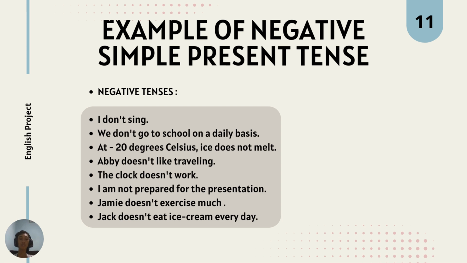Example of negative simple present tense. Negative tenses. I don't sing. We don't go to school on a daily basis. At 20 degrees Celsius, ice does not melt. Abby doesn't like traveling. The clock doesn't work. I'm not prepared for the presentation. Jamie doesn't exercise much. Jack doesn't eat ice cream every day.